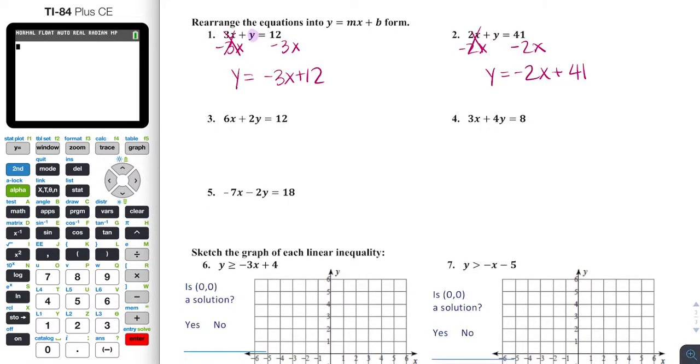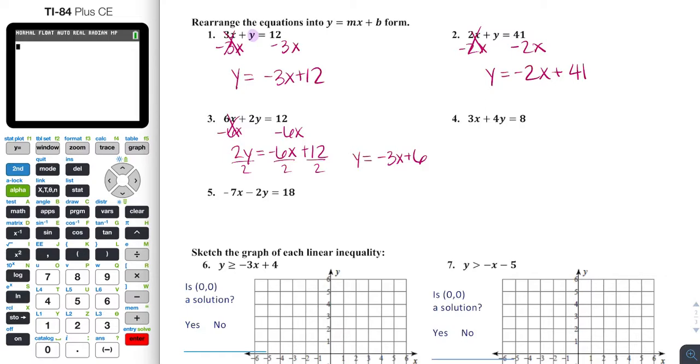From here on out, they get a little bit trickier. So we're going to subtract 6x from both sides. So we're going to get 2y equals -6x plus 12. Next, we have to divide through by 2 because we want y all by itself. So we're going to get y equals -6 divided by 2 is -3x plus 12 divided by 2 is 6.